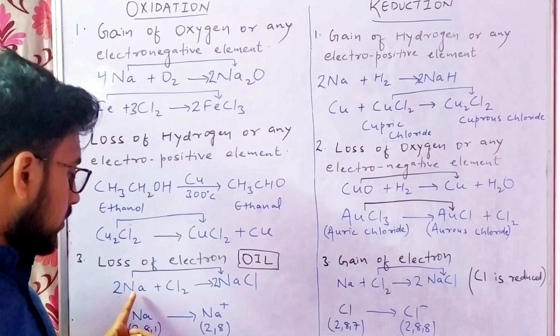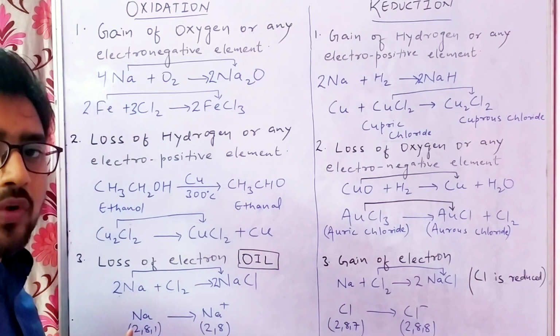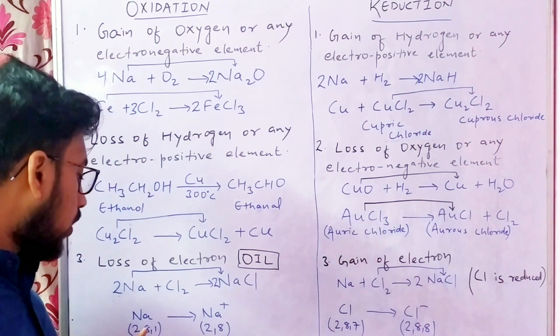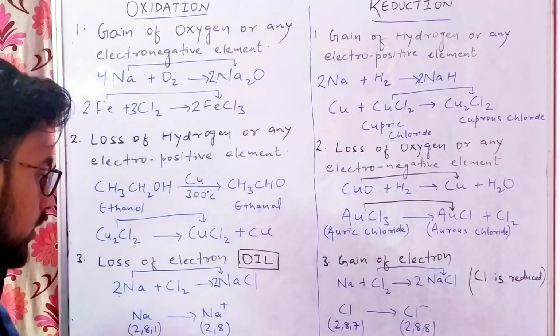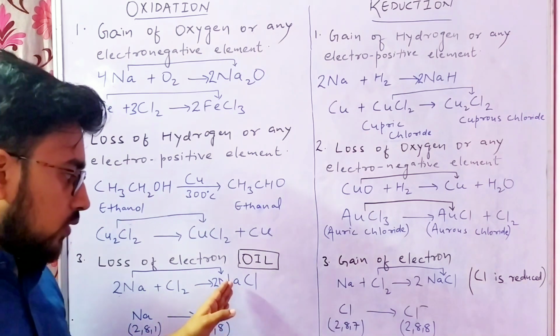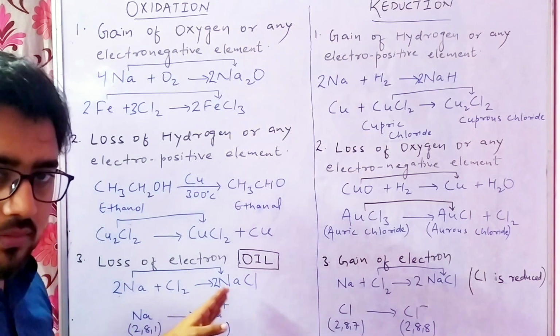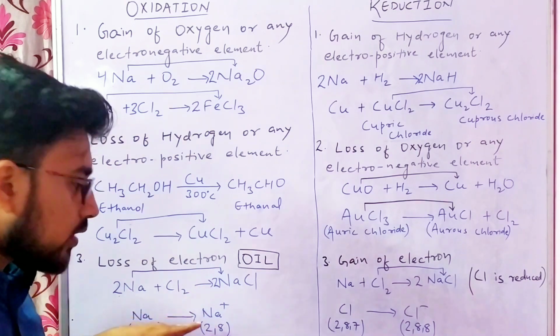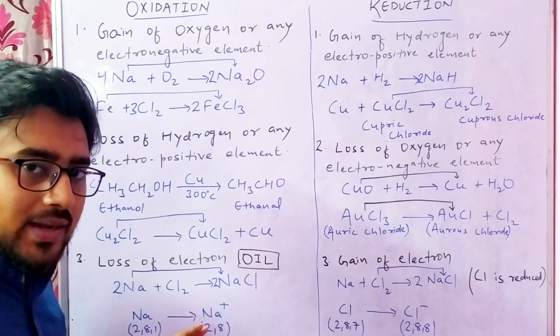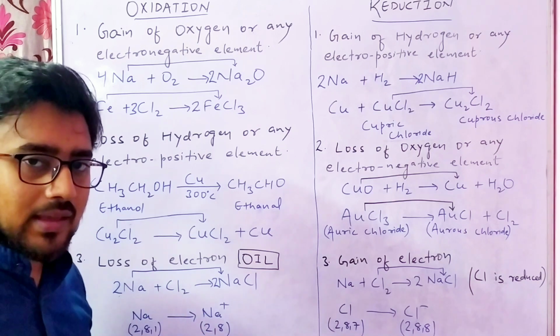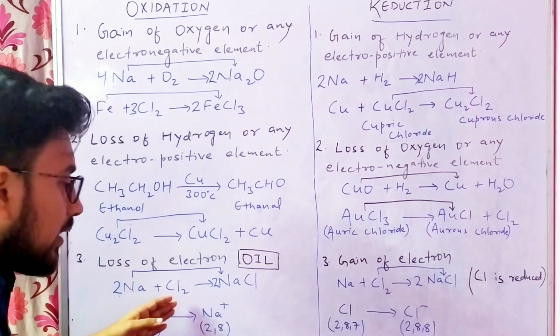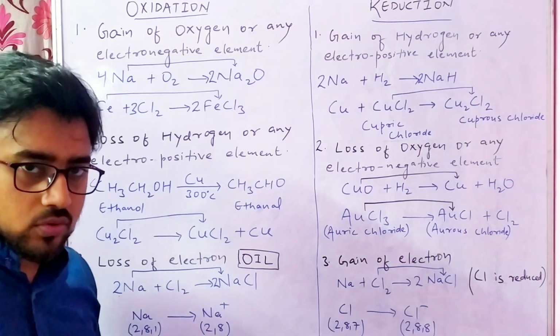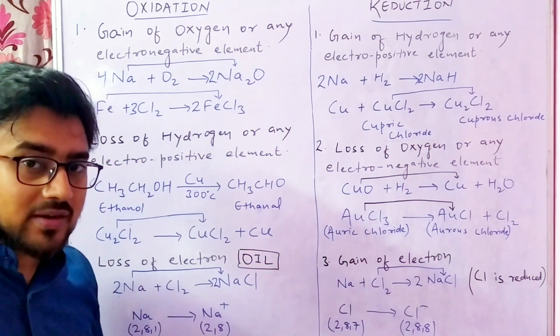Sodium's atomic number is 11, so its configuration is 2, 8, 1. There is one electron in the outermost orbit of sodium. If you see this side, what is happening here? Chlorine. What is the electronic configuration of chlorine? 2, 8, 7, because it has 17 electrons. So chlorine needs one more electron to become stable, to complete its octet.